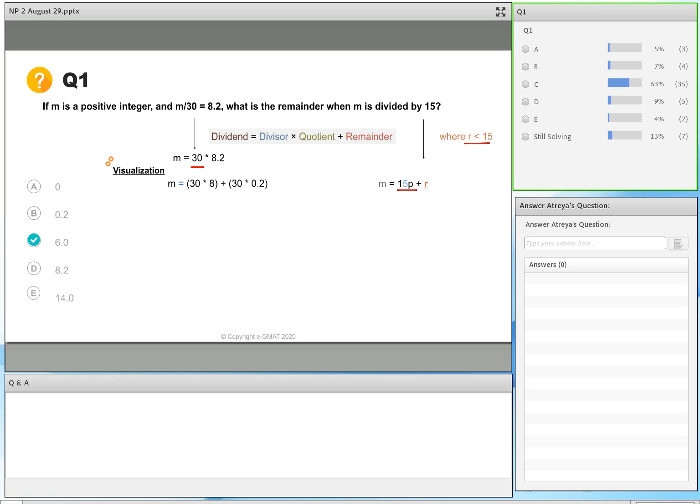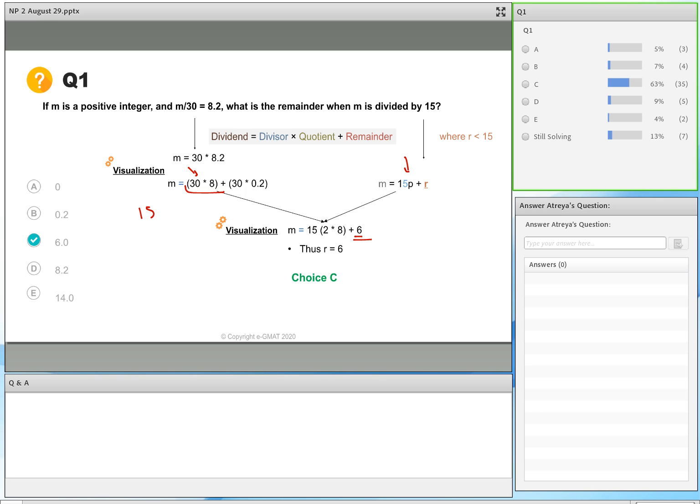So what I see is a number which has a fractional part. So I divide this number into two parts. I take out the integer part, take out the fractional part over here. 30 times 8 and 30 times 0.2. Now 30 times 0.2 becomes a 6. So no problems over here. I have a 30 times 8. I need to write m in terms of 15p, right? So now my divisor is 15. I'll check out of these two numbers, which is 30 times 8 and 6, which is greater than 15. Obviously, this is.